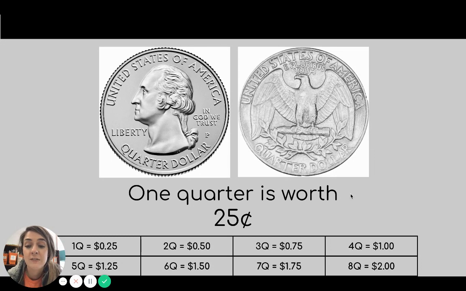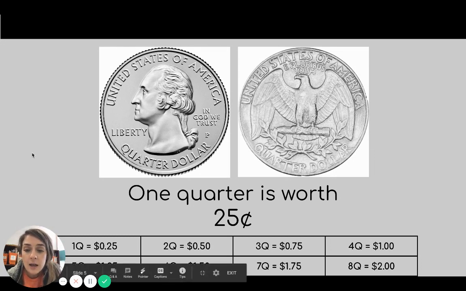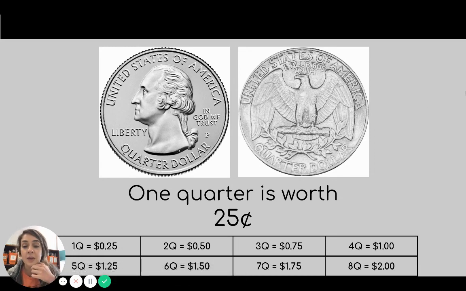1 quarter is worth 25 cents, and I did a little, let's see if this box will go away. Yes, there we go. On the bottom of your screen, I did kind of like a little cheat sheet, and the Q, you see all those letter Qs? That stands for quarter. So I said that if you have 1 quarter, it equals 25 cents. If you have 2 quarters, it equals 50 cents. If you have 3 quarters, it equals 75 cents. If you have 4 quarters, it equals $1. And then I go all the way up to 8 quarters. So if you have 8 quarters, you have $2.